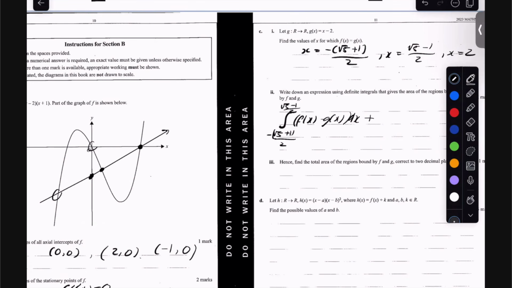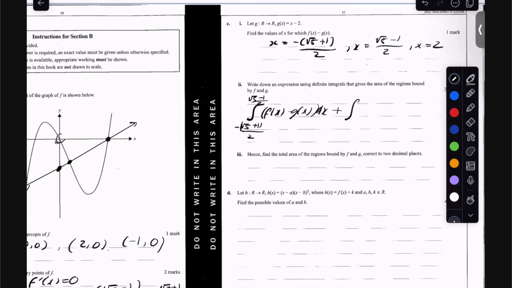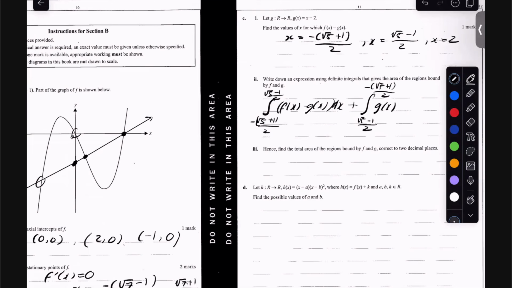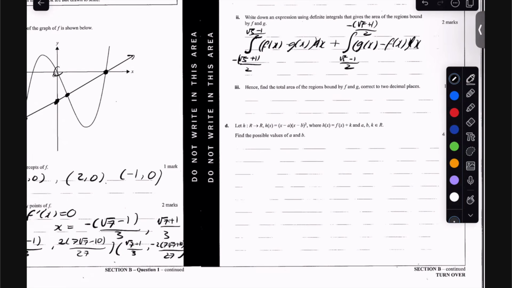Then plus the integral of, and now the bottom bound is (√5 - 1)/2. The top is (-√5 + 1)/2. And now g(x) is on top minus f(x) dx. So that's the 2 marks there. Hence find the total area. So you just need to evaluate these integrals.